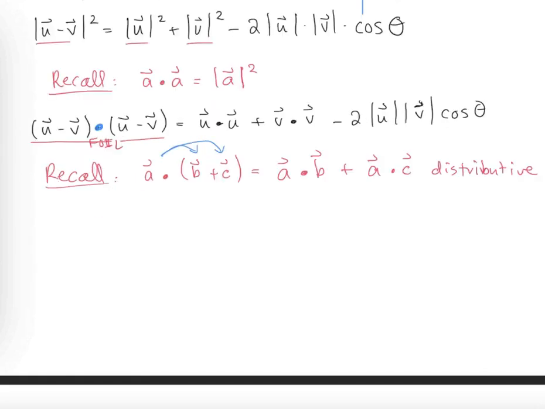Foiling is using the distributive property with binomials. So we're going to FOIL this, and we'll end up with u dot u, that first dot product, minus u dot v minus v dot u plus v dot v. And then we just copy paste the other side.